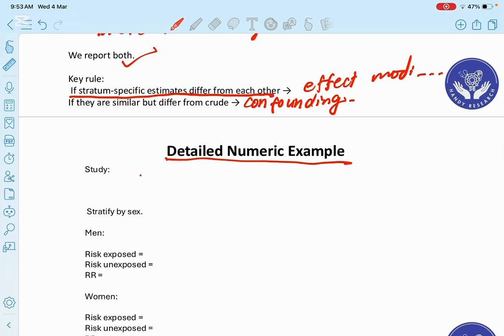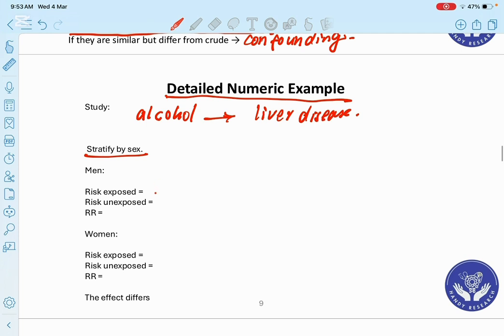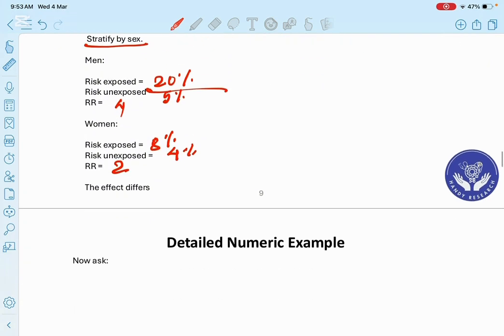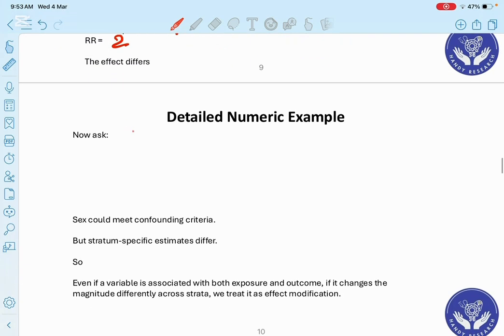Say alcohol causes liver disease. Again, stratify by sex. In men, the risk in the exposed is 20% and the risk in the unexposed is 5%. Then the risk ratio is 4. I already told you that the risk ratio is the risk in the exposed divided by the risk in the unexposed. In women, the risk in the exposed is 8% and the risk in the unexposed is 4%. Then the risk ratio is 2. Now the effect differs.